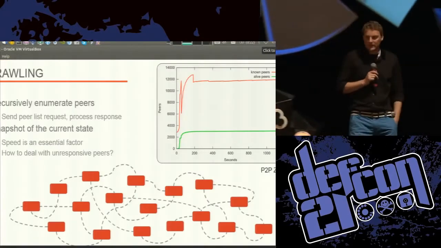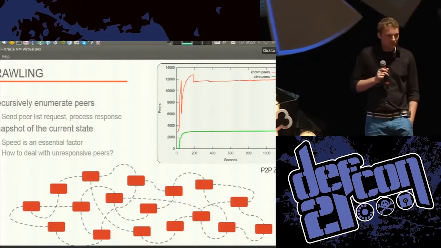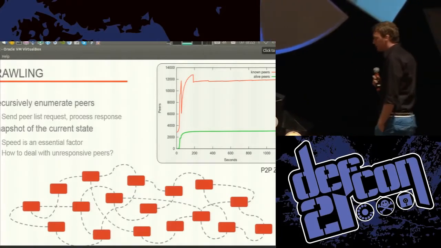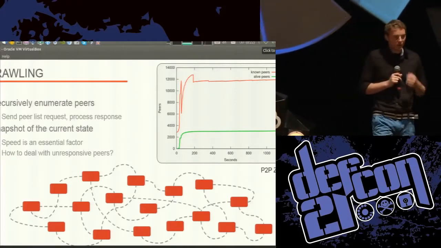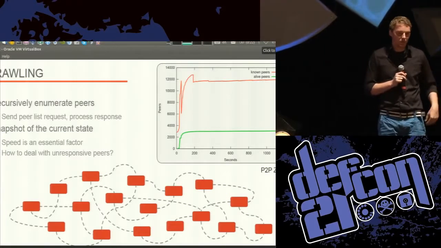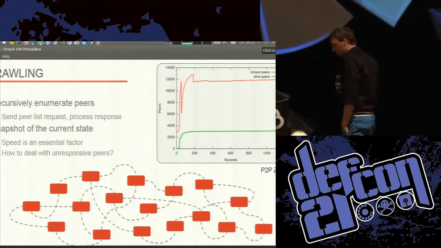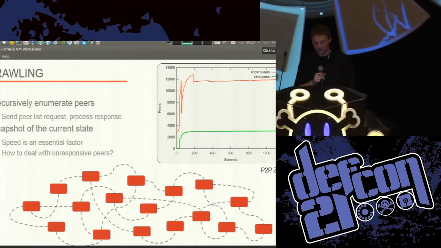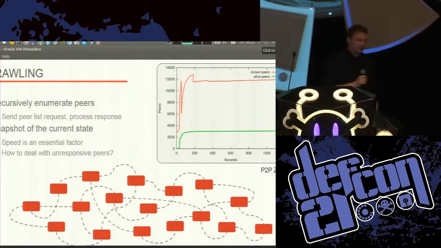Okay, let's talk about crawling. Crawling is nothing else but recursively enumerating peers. You start with one peer, you request its peer list, you take a look at the response and do the same for all the returned addresses, and so on until you want to go offline. That's all that crawling is, but you really want to think about a crawling strategy.